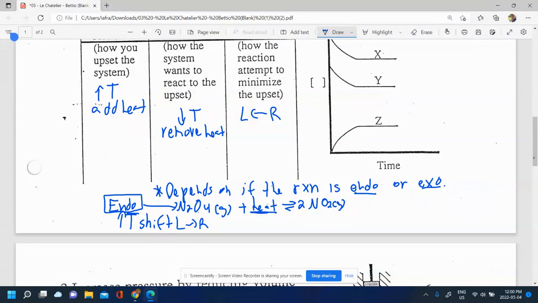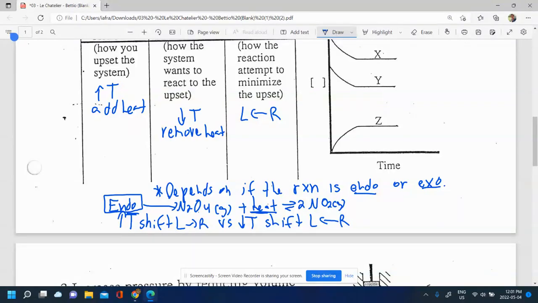But let's say that instead I decreased temperature, I removed heat. Now to make more heat back on that left side, I need to shift from right to left instead. And that's for an endothermic system, okay?